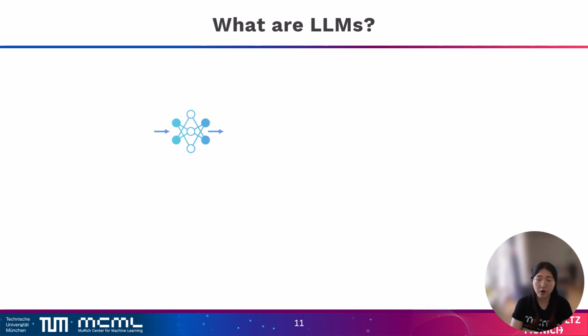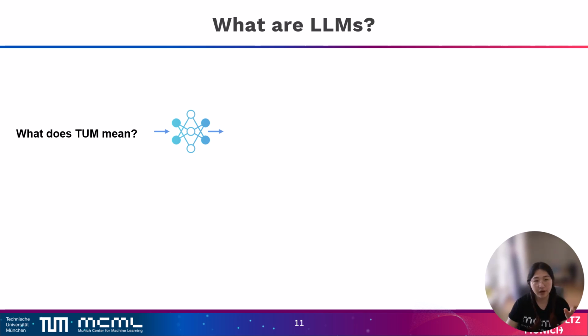I already talked about how powerful large language models are, but what actually are large language models? Maybe some of you will say a large language model is a neural network. Yeah, definitely it is a neural network. And what kind of neural network is it? Maybe you will answer it is a neural network that can answer questions.